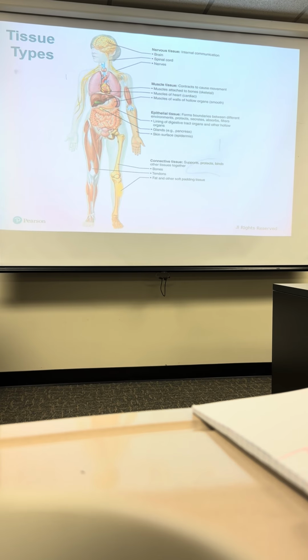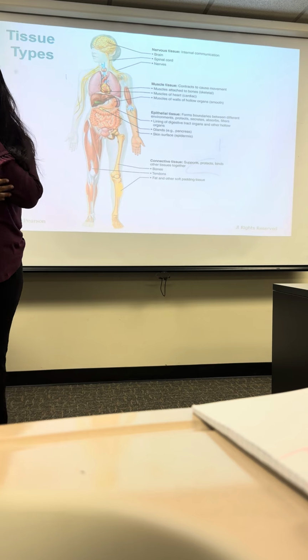The skin. It's part of skin. Protection. Protection, very good. Secretion, gland secretion. And then what else? What else they can do? Most important is the what? Boundaries, right? Boundaries between the different environments, protects, secrete, absorb, and filters. Okay? Okay. So now next one.